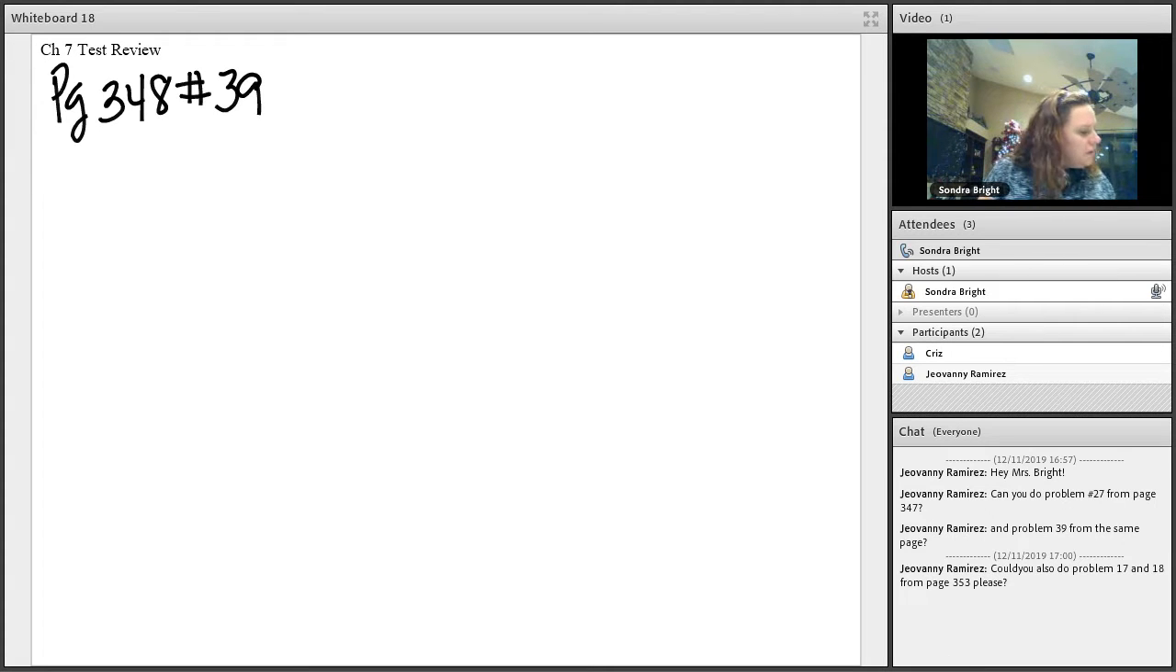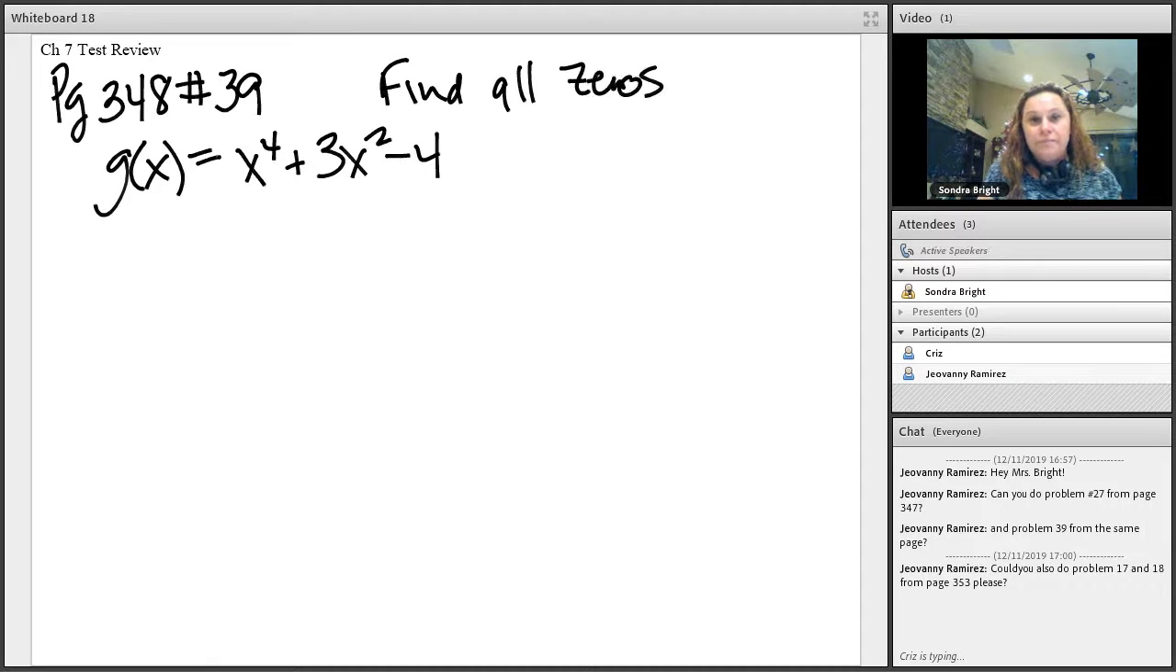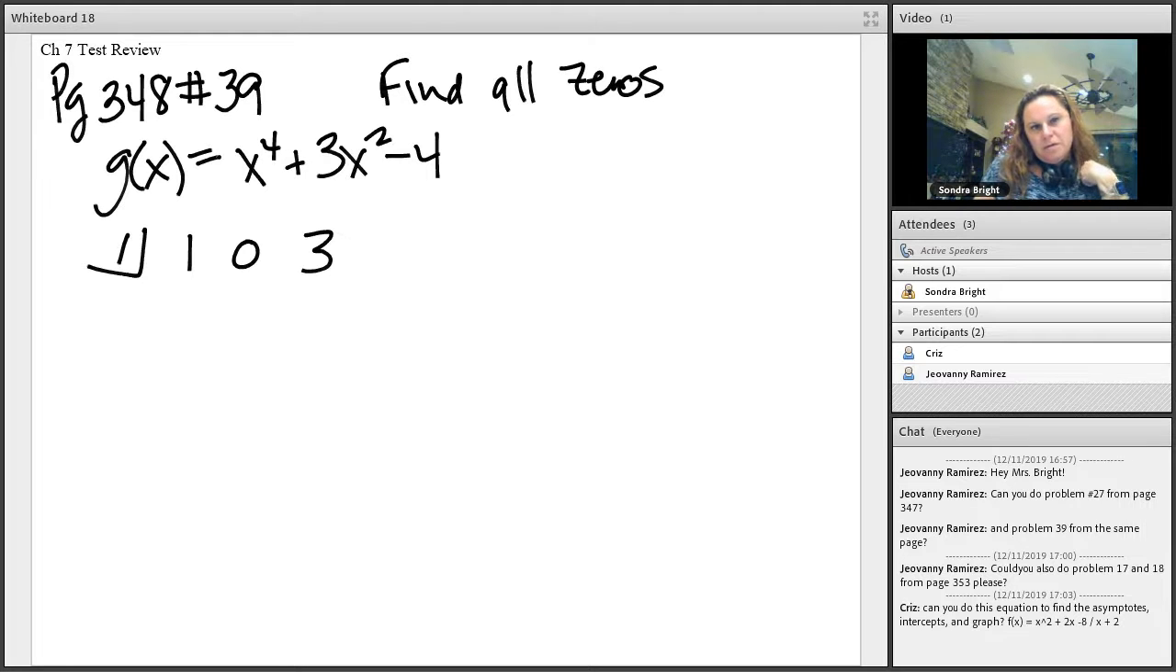We've got g of x is equal to x to the 4th plus 3x squared minus 4, and it wants you to find all the zeros. So I know I need to find 4 of them, right? I'm just going to start trying some. If I plug in a 1, I have to fill in missing zeros. There's a missing x cubed. There's a missing x.